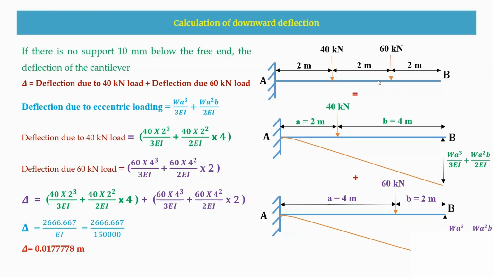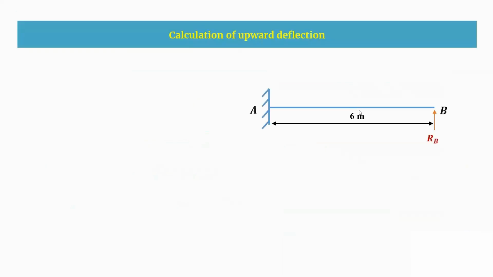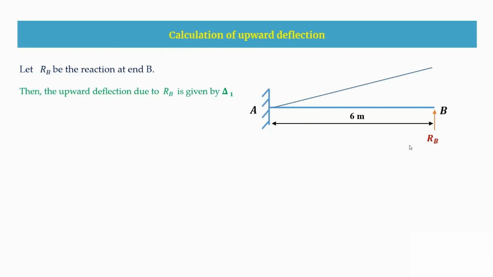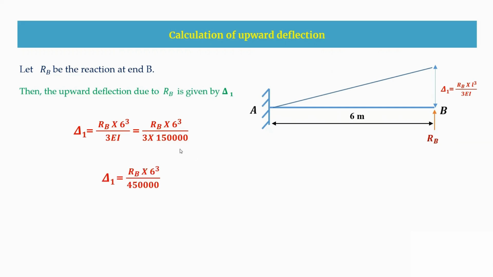After calculating this downward deflection of the part 1 cantilever beam, now we are going to calculate the upward deflection. We calculate it for the same cantilever beam, but here you have a vertically upward reaction, that is RB. The upward deflection due to this RB is given by delta 1. So delta 1 is RB into L cube by 3EI. Now I'm going to substitute the L value and EI value. The simplified version of delta 1 is this one.